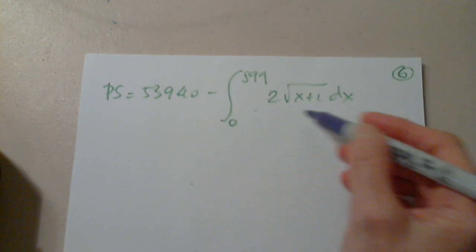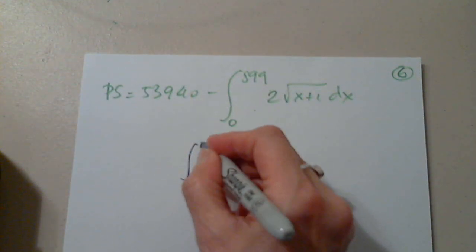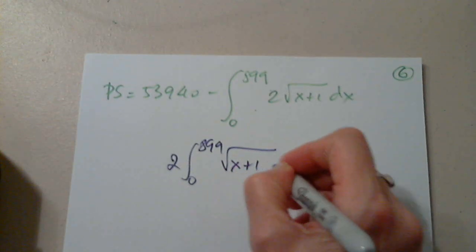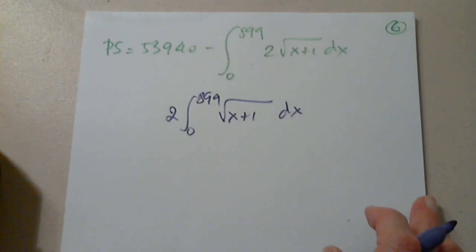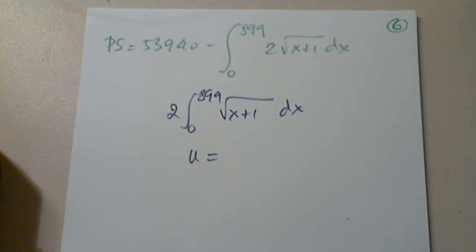Okay, so I'm going to start with this and then subtract from that. So the integral from 0 to 899, I'll put the 2 outside, and the square root of x plus 1 dx. In this case, what would you recommend? I don't recommend the square root, although it's not incorrect, but here I recommend something simple. So what would you recommend as u?